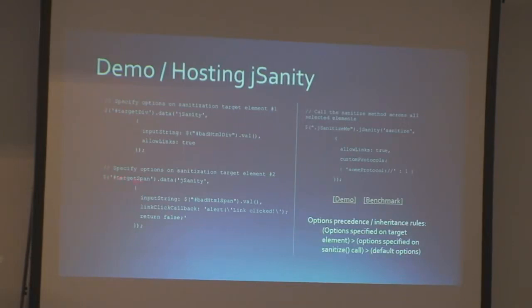Here's another target. This is a span on the page. We also specify the input. And we set up some other options, here's a callback for link clicks. And then we call sanitization over here. We call the API and say, go, do your sanitization. So that's kind of how you would use this API on a page. So I'm going to jump into a demo.